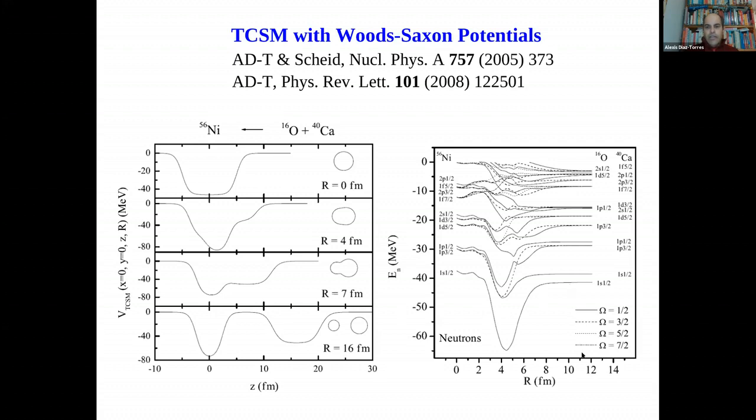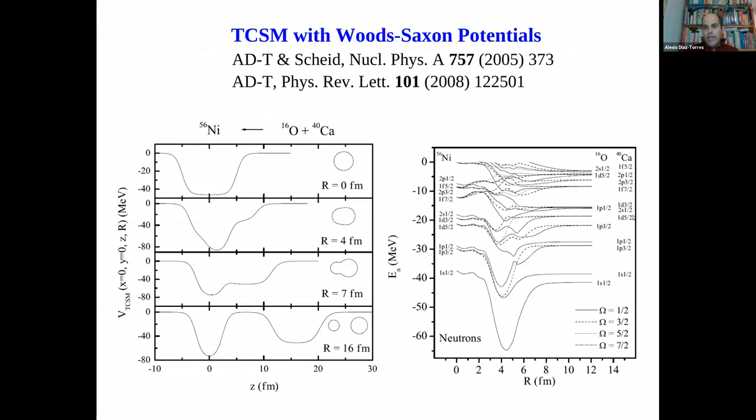And then for a fixed internuclear distance, we can see what the single particle orbits are. Here, for example, is the collision of oxygen 16 and calcium 14. These are two spherical nuclei, so we use two spherical Woods-Saxon potentials. We fix the distance and diagonalize the matrix, and you can see there are different orbits. When the distance is very large, there are orbits that belong to the oxygen 16, and other states that belong to the calcium 14.